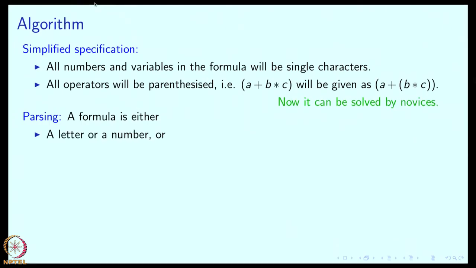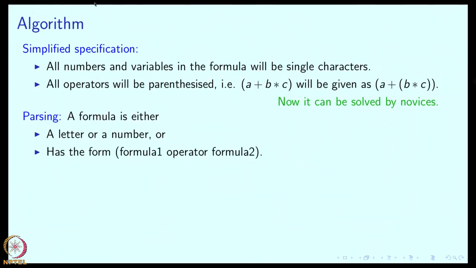So, how do you read in the data, or how do you parse the formula? So, the simple observation is a formula is either a letter or a number. So, if you see a letter or a number, you know it is a formula. Or if you see an open parenthesis, then you know that after that there should be a formula followed by an operator, followed by another formula, followed by a parenthesis. So, formula 1 and formula 2 will potentially be read by recursion. So, this will give rise to a reasonably simple recursive algorithm.